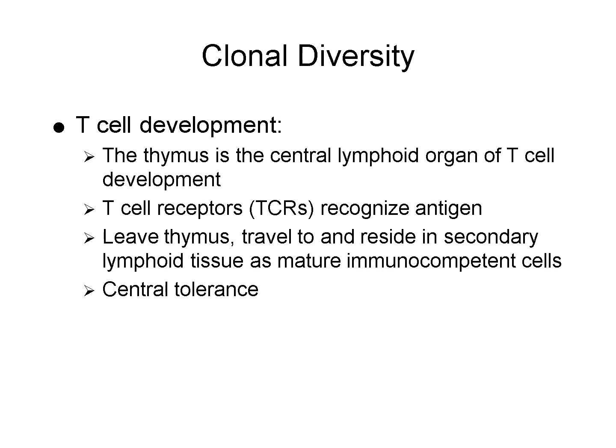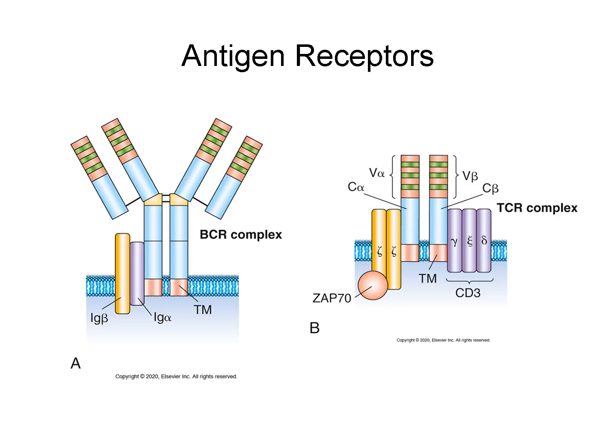T cells develop in the thymus, which is the primary organ for T cell maturation. T cells form receptors that recognize specific antigens and then migrate to secondary lymphoid tissues like the spleen or lymph nodes. Like B cells, T cells also undergo central tolerance to ensure that they do not react against the body's own tissues. Both B cells and T cells use specialized antigen receptors to identify and respond to foreign invaders.